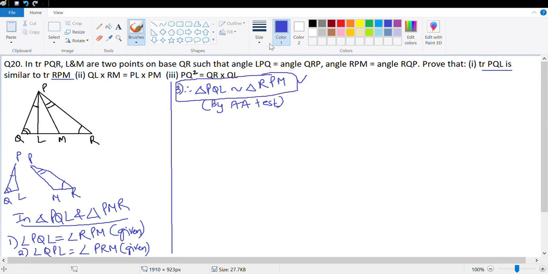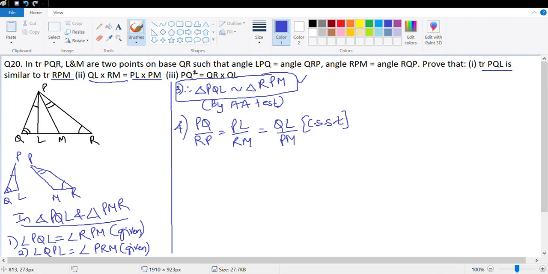Next part. We need to prove that QL into RM is equal to PL into PM. So let's use the CSST for this. Let's take the sides which will be in proportion. So PQ upon RP would be equal to PL upon RM, which will be equal to QL upon PM. Let's see if this helps us in any way. This is because corresponding sides of similar triangles are in the same proportion.